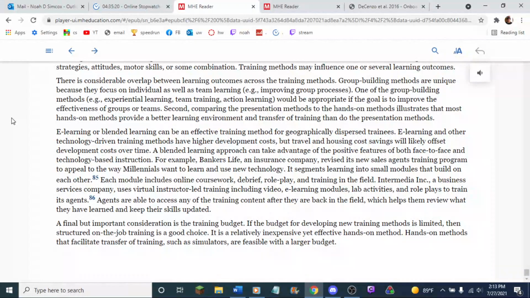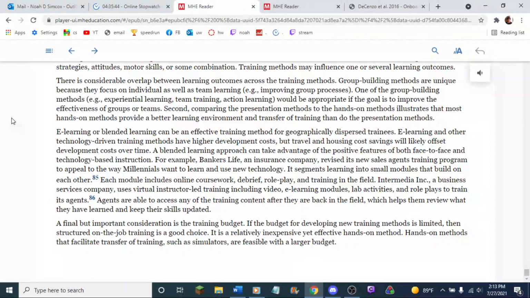Group building methods are unique because they focus on individual as well as team learning, e.g. improving group processes. One of the group building methods, e.g. experiential learning, team training, action learning, would be appropriate if the goal is to improve the effectiveness of groups or teams. Second, comparing the presentation methods to the hands-on methods illustrates that most hands-on methods provide a better learning environment and transfer of training than do presentation methods.